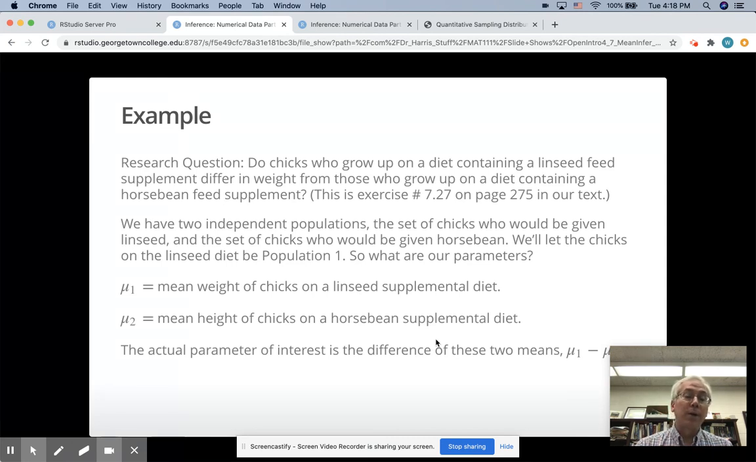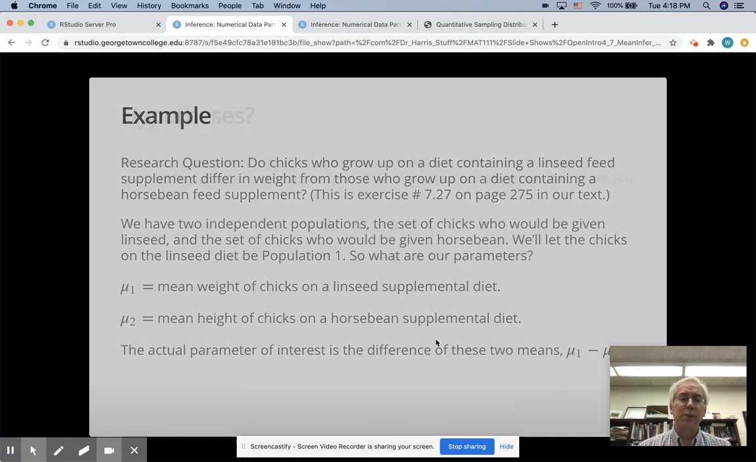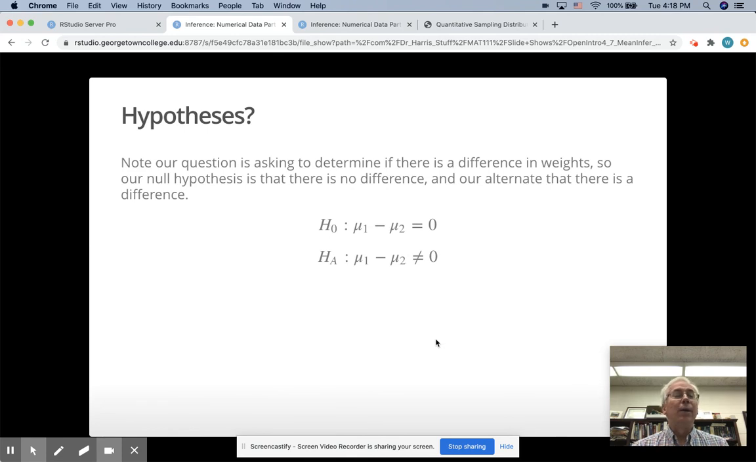In words, our parameters are mu1, the mean weight of chicks that grow up on a linseed diet. Mu sub 2 is going to be the mean weight of chicks that grow up on a horse bean supplemental diet. That should be weight and not height. The actual parameter of interest, of course, is mu1 minus mu2. What about hypotheses in this situation? Well, again, the vast majority of the time, our null hypothesis is going to be that there's no difference in the two population means. And so our null hypothesis will be mu1 minus mu2 is 0. Whereas our two-sided alternative will be that there is a difference, that the difference between the two is not 0.